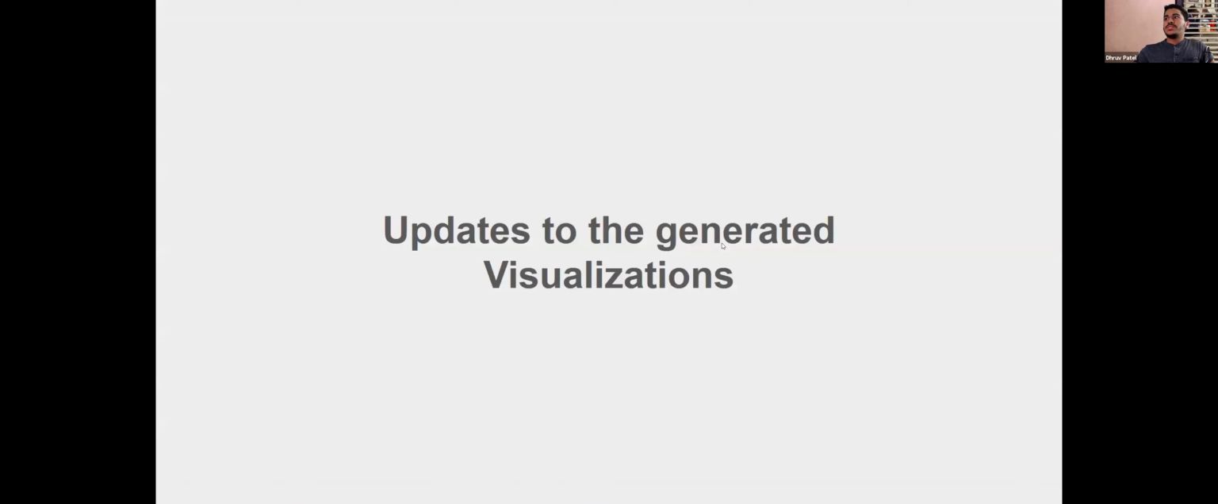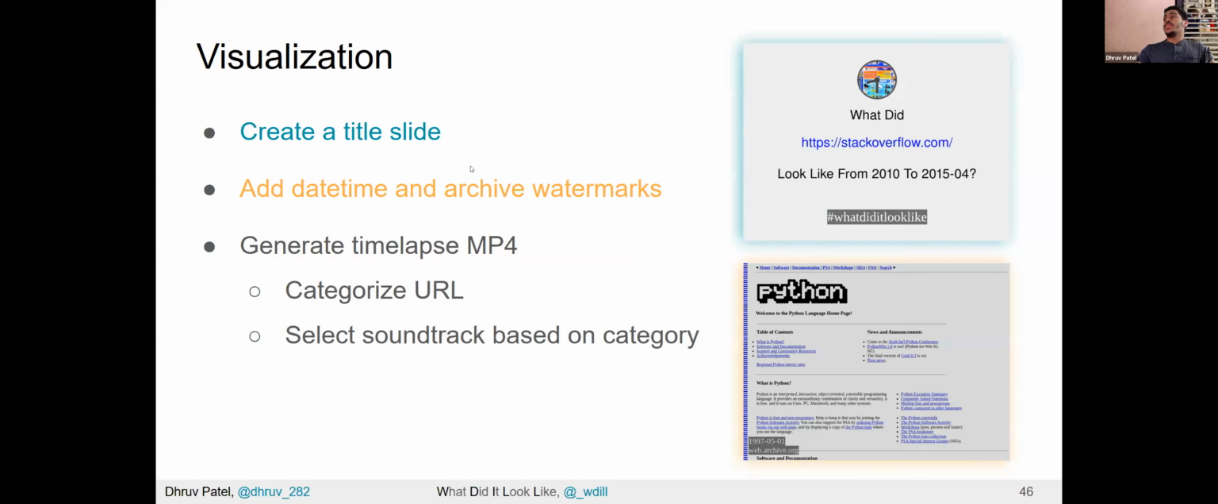Now I'd like to talk about some of the updates to the generated visualizations that I have added. First of all, the generated time lapse consists of a title slide. The title slide indicates the URL that the user requested, as well as the duration of the time lapse that they're about to view. In addition to that, I've also added translucent watermarks for the date time of the memento that they're viewing in the time lapse, as well as the archive that this memento belongs to.